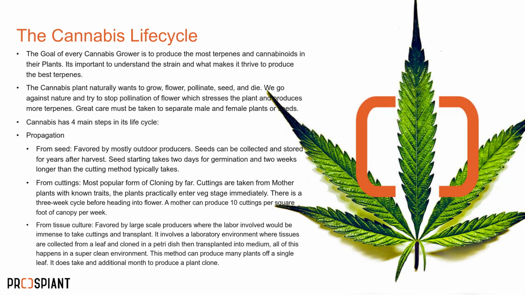The issue is, it requires a laboratory environment where they take tissue samples from the leaves and put them into petri dishes and propagate them that way. And once they begin to root, you can actually plant them right into media. I wouldn't say the downside, but just one of the things to note is that it takes an additional month to produce a plant clone that way, to the point where it's able to be transferred into the vegetative stage. So those are the 3 types of propagation.